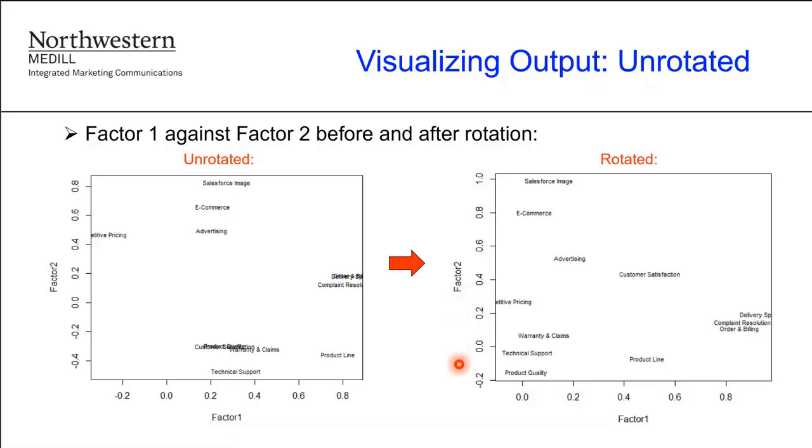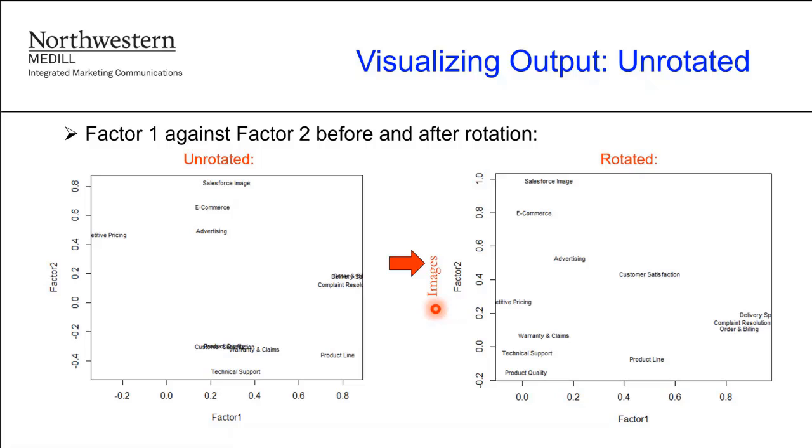If you look at this dimension, factor 2, which variables have high values on it? E-commerce, sales images, and advertising. Roughly those three variables have high values on this dimension, factor 2. So we may name this factor 2 the images dimension.